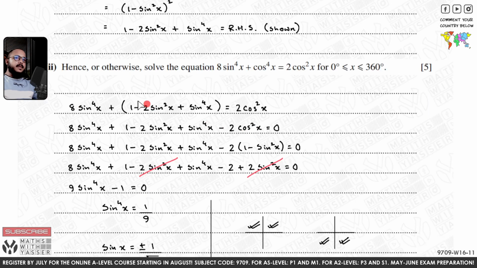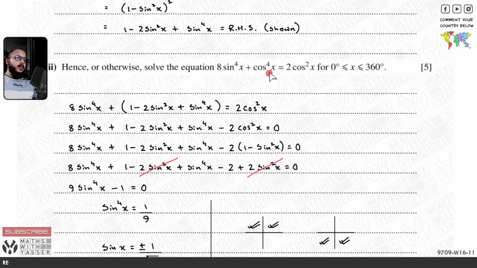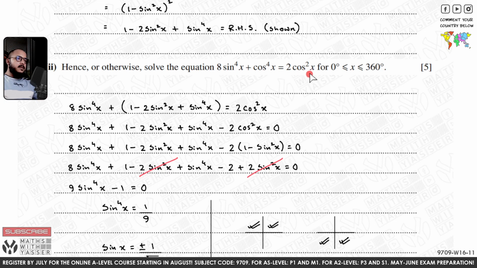In the next part of the question, it says, hence or otherwise solve the equation 8 sine x to the power 4 plus cos x to the power 4 is equal to 2 cos square x, where x lies between 0 and 360 inclusive. We have already proved that cos x to the power 4 is this. So we can substitute this into cos x to the power 4. That will give us 8 sine x to the power 4 plus 1 minus 2 sine square x plus sine x to the power 4 equals 2 cos square x. If we take away the brackets, we will get this.